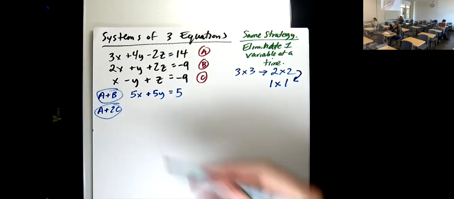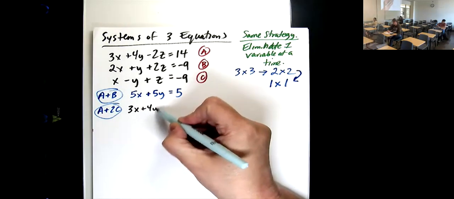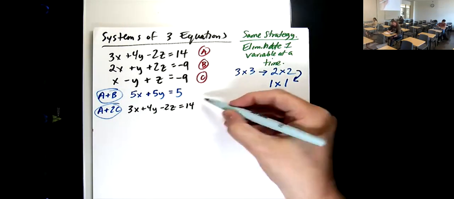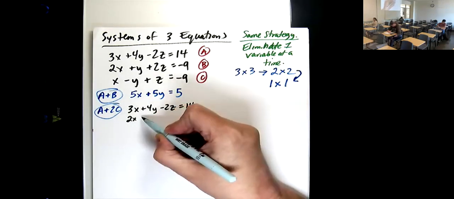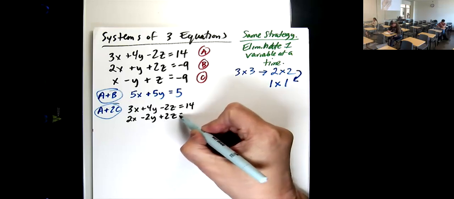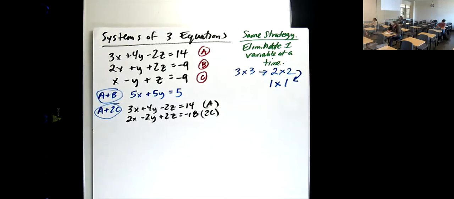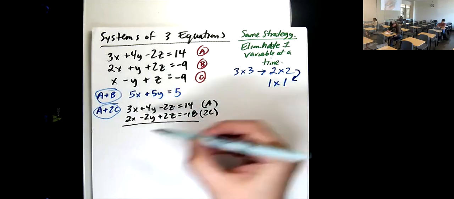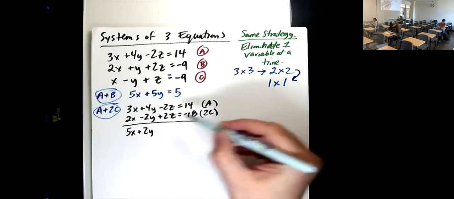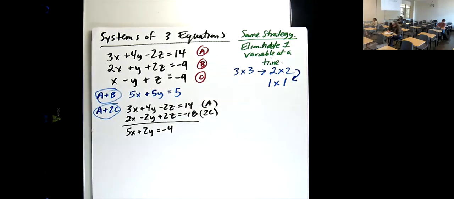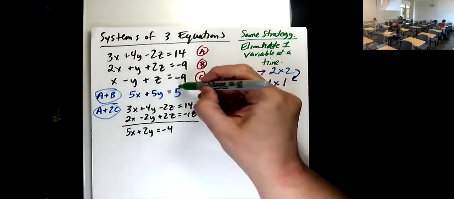But since that's going to happen, I'm going to rewrite each of them real quick. That's my A, and then my 2C is 2x minus 2y plus 2z is negative 18. That's A and 2C. If I add these up, I get 5x plus 2y equals negative 4. All right, so these are the two I'm working with now.